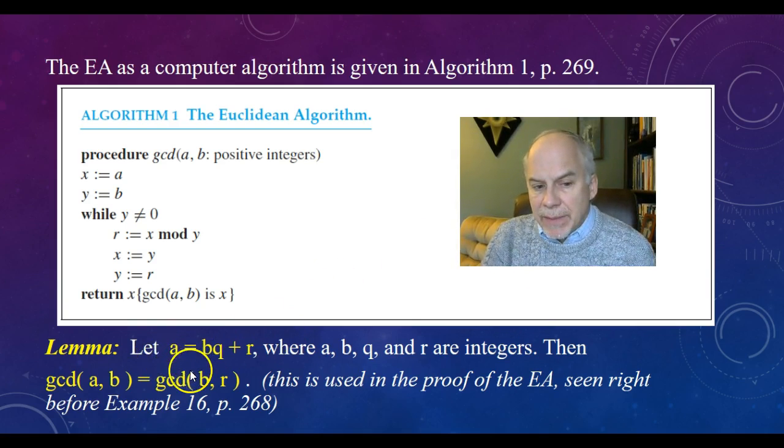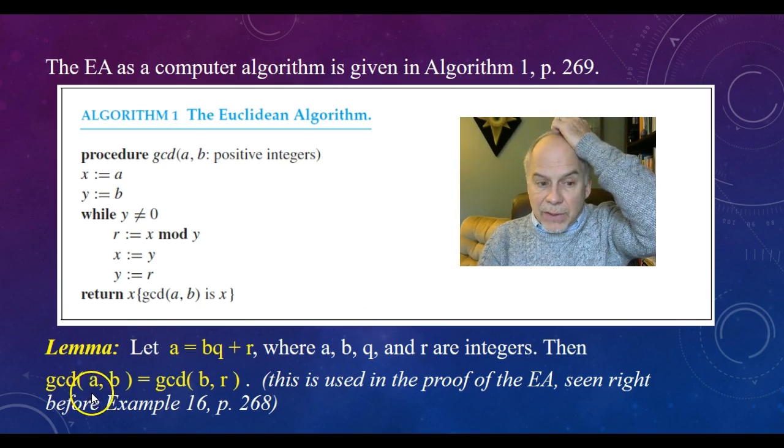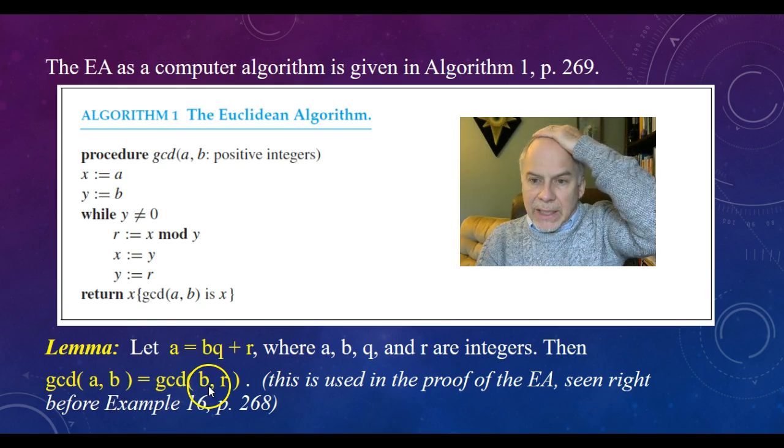So this lemma says that if a equals b times q plus r, so in other words, when you divide a by b, q is the quotient and r is the remainder, then the greatest common divisor of a and b equals the greatest common divisor of b and the remainder. Interesting. The greatest common divisor of a and b is the same as the greatest common divisor of b and the remainder when a is divided by b.